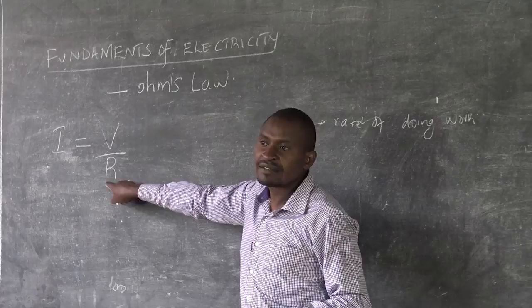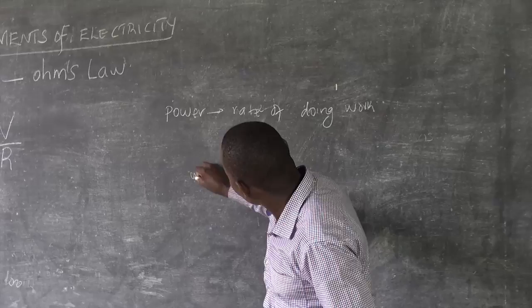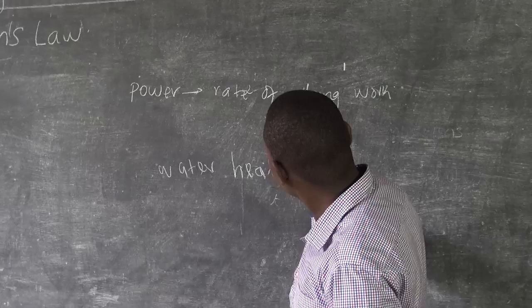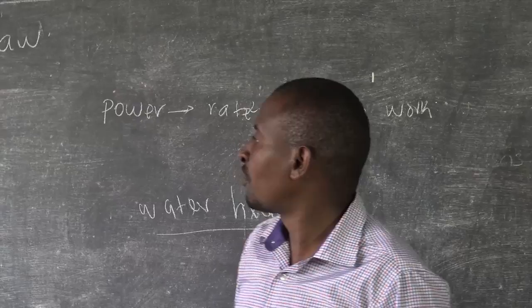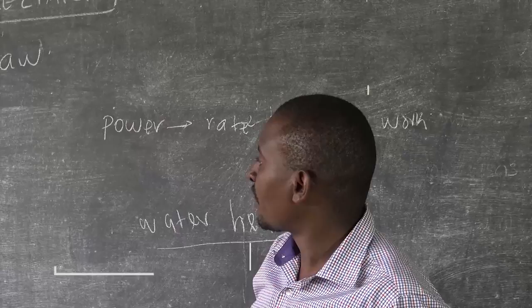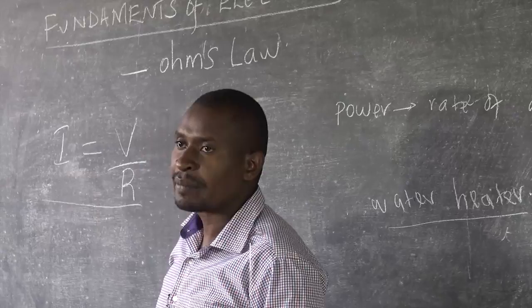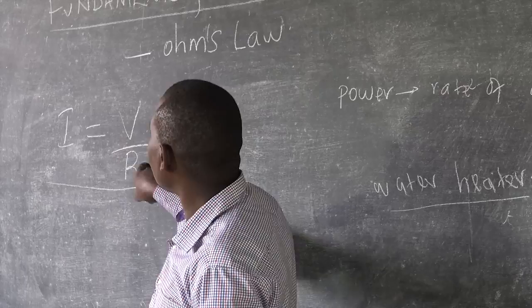So for example, if we take something that is very basic, like an electrical water heater. We need this water heater to perform a job for us. And the job that we want it to do is to convert electrical energy to heat energy so that it can heat the water, and raise the water temperature. So from Ohm's law, we know that this must apply, that the current that is flowing must be proportional to voltage and inversely proportional to resistance.